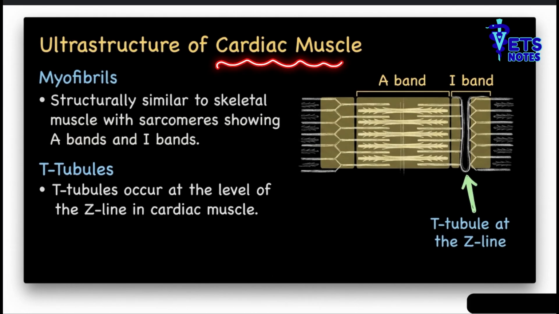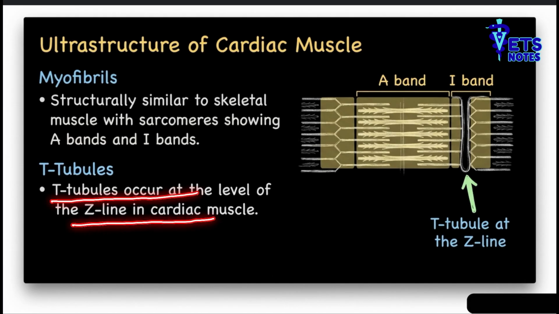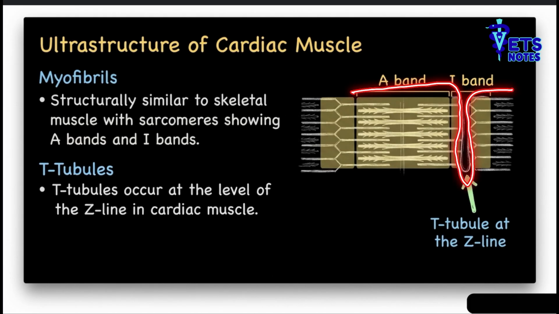Ultrastructure: myofibrils are structurally similar to skeletal muscle, with a sarcomere showing A bands and I bands. This is the A band, or dark band, and this is the light band, or I band. T-tubules occur at the level of the Z line in cardiac muscle. At this point there is an invagination of the sarcolemma, that is the T-tubule.